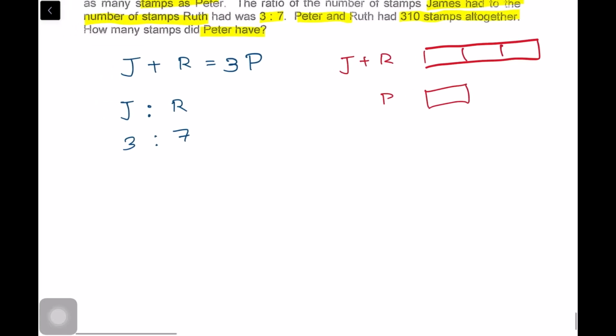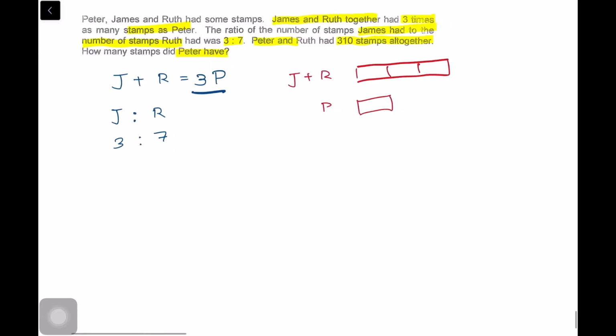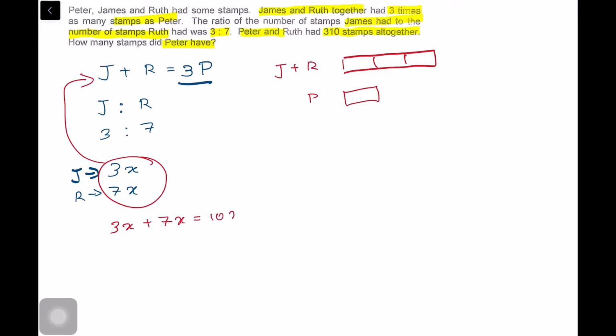Okay, so now James plus Ruth had 3 times the number of stamps Peter had, and James is to Ruth as 3:7. Now since we don't know the exact number of stamps James and Ruth had individually, we want to use the ratio. Let's assume that James had 3x stamps and Ruth had 7x stamps. So James, who had 3x stamps, plus Ruth, who had 7x stamps, gives us 10x stamps. And now James plus Ruth have 3 times the number of stamps Peter has.